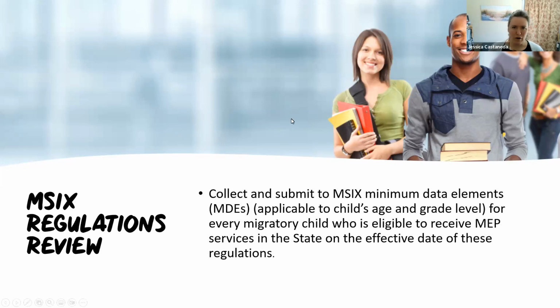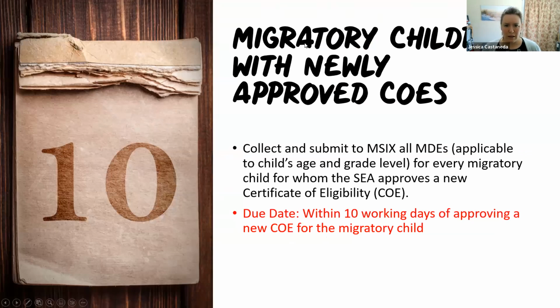I'm going to share a few of the timeline information that's on there. In the last session, we talked a little bit about when things are due. For migratory children with newly approved COEs, what's the due date of when I'm supposed to get all those MDEs? It says collect and submit to MSIX all MDEs applicable to the child's age and grade level for every migratory child for whom the SEA approves a new COE. We're supposed to be gathering those MDEs within 10 days of approving a new COE for the child.